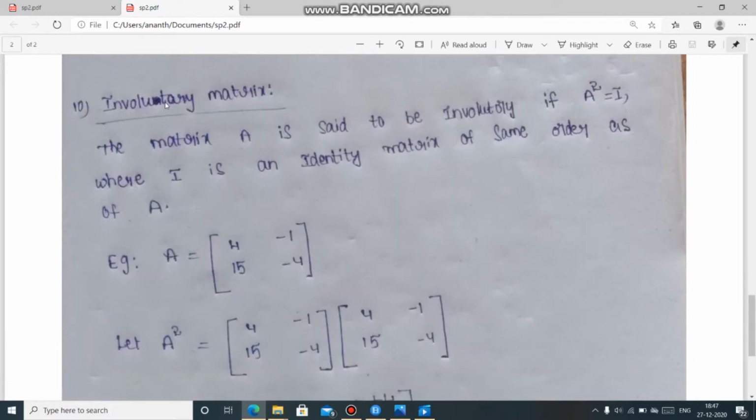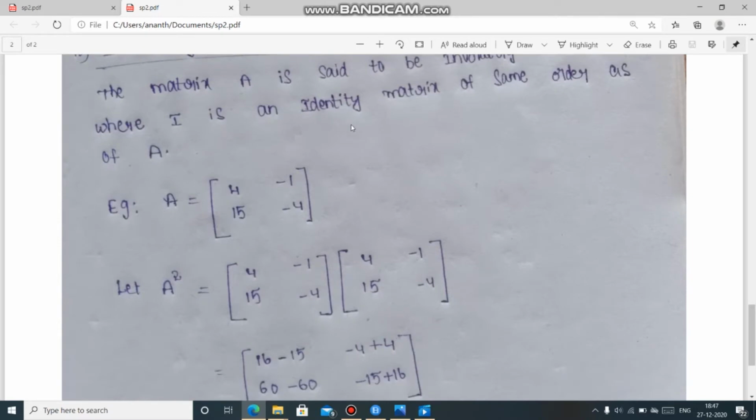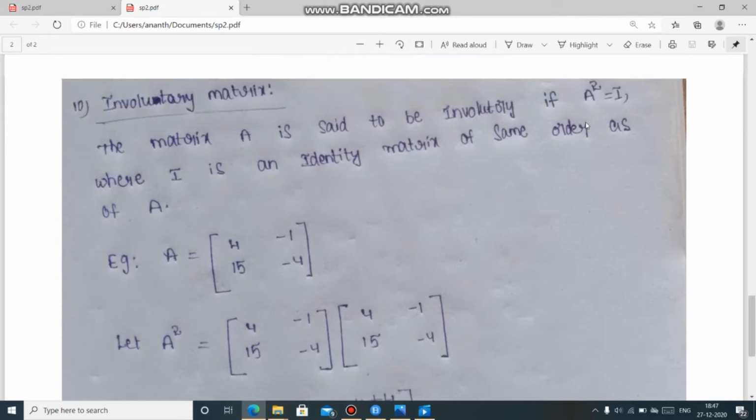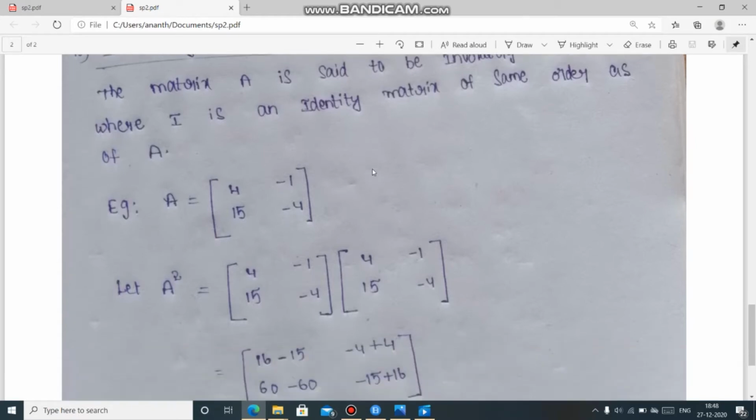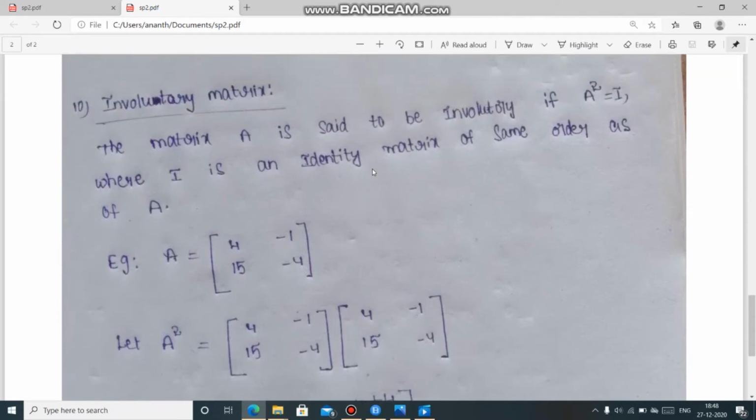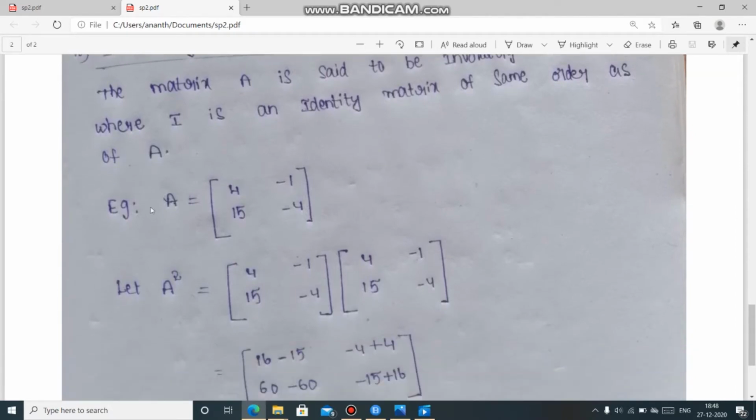And last one, involutory matrix. The matrix A is said to be an involutory matrix if A square is equal to I, where I is an identity matrix of the same order as A. If the matrix order is 2, then we take the identity matrix of order 2. If the matrix A is of order 3, then we take the identity matrix of order 3. For better understanding, we will discuss one example here.